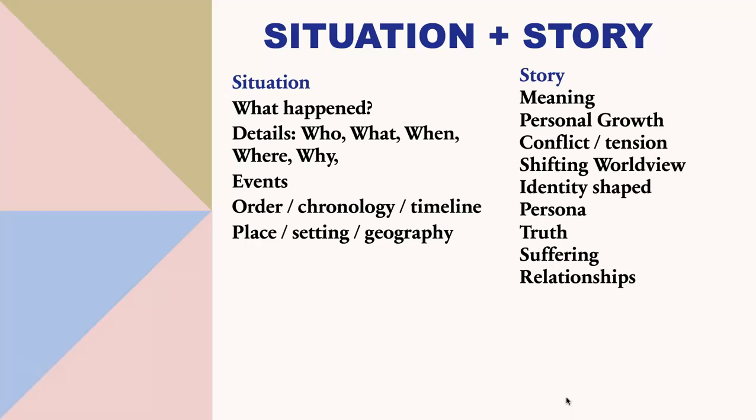Situation is essentially what happened. What are the details? The who, what, when, where, and why, the dates, the timeline, the place. That's important. You need all those. We need to know what's happening. The reader does not need to be lost.